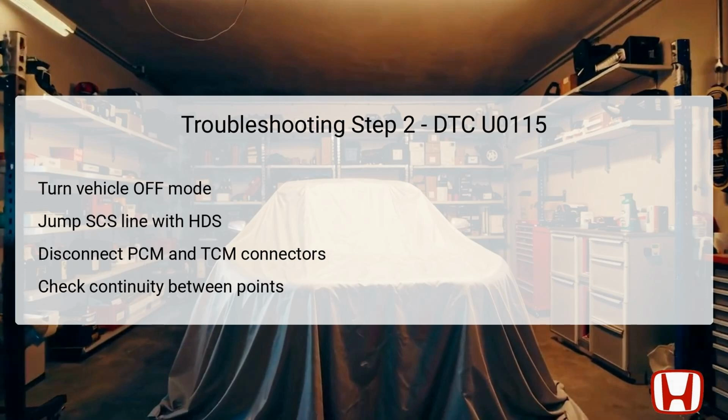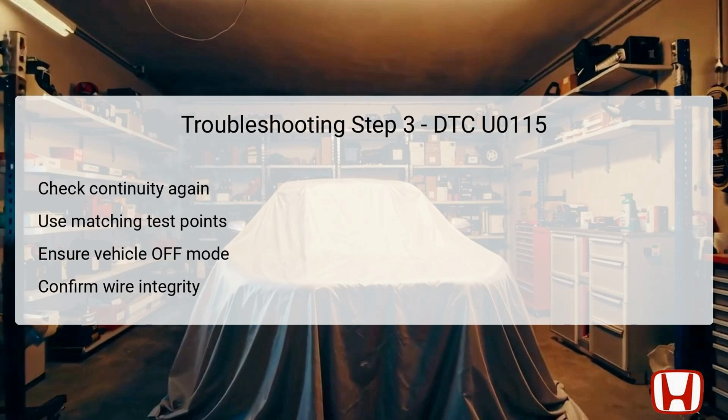If there is continuity, the wire is functioning correctly, directing you to the next step in the troubleshooting sequence. The next step in troubleshooting DTC U0115 is to conduct an open wire check on the FCAN-AL line.